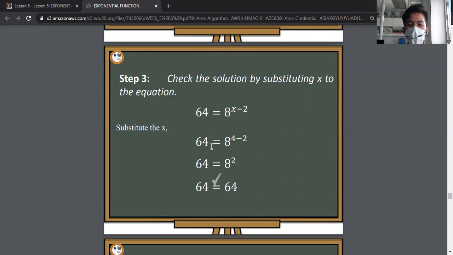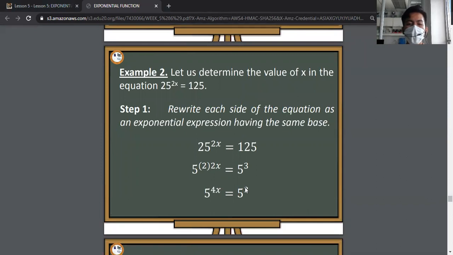So, our equation will be 64 is equal to 8 raised to 4 minus 2. So, we need to subtract our exponent. So, 4 minus 2 is equal to 2. Therefore, 64 is equal to 8 raised to 2. Then 8 raised to 2 is equal to 64. Then 64 is equal to 64. Ibig sabihin po, tama po yung value ng x natin. Pag hindi po sila equal, ibig sabihin, mali po yung value ng x natin.